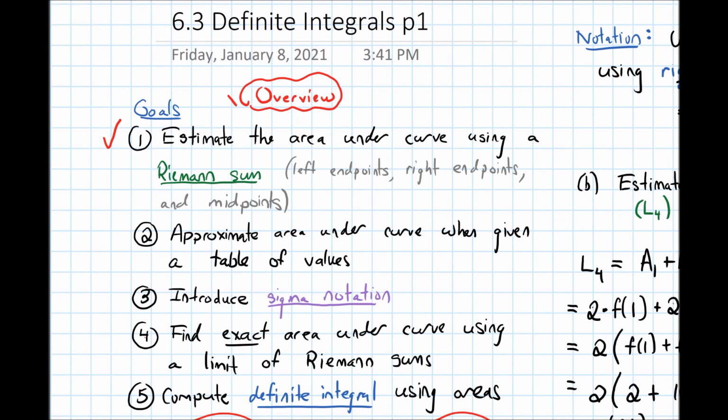So in terms of our goals for this section, we've now talked about how to approximate area under a curve when given a table of values, and we've also talked about how to interpret what that means. In the next video, we'll introduce something called sigma notation, which is a shorthand notation to talk about sums.